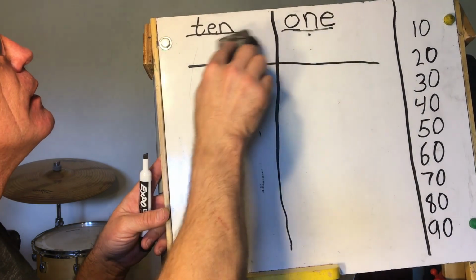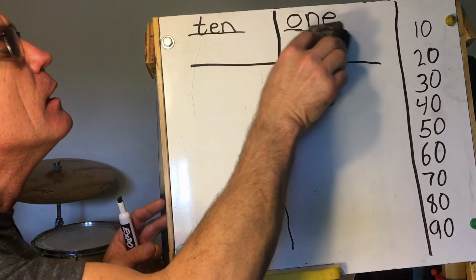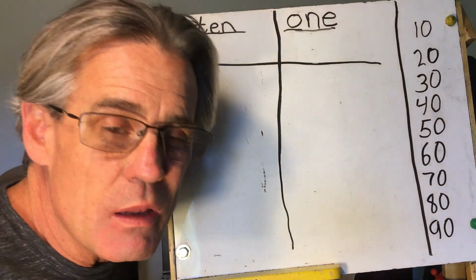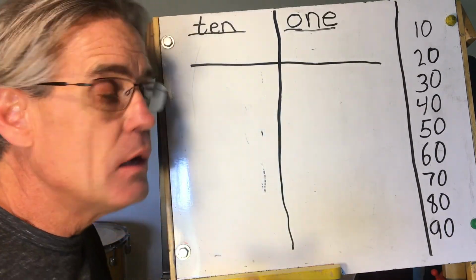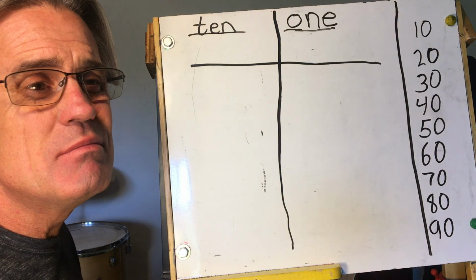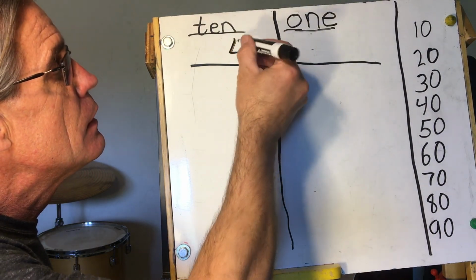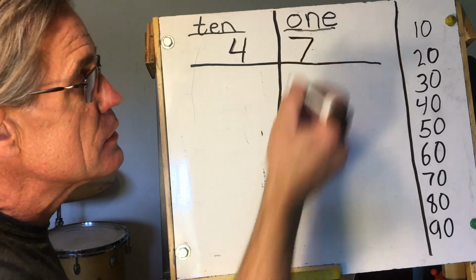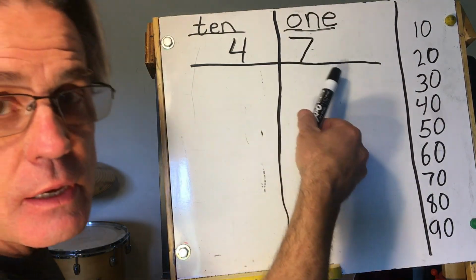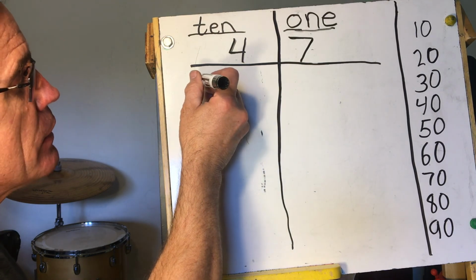Let's say it was cookies. Because we all like cookies, and they're easy to draw. This time, we have, say, 4 boxes of cookies and 7 loose ones. So you write that up there and see if you can draw it.